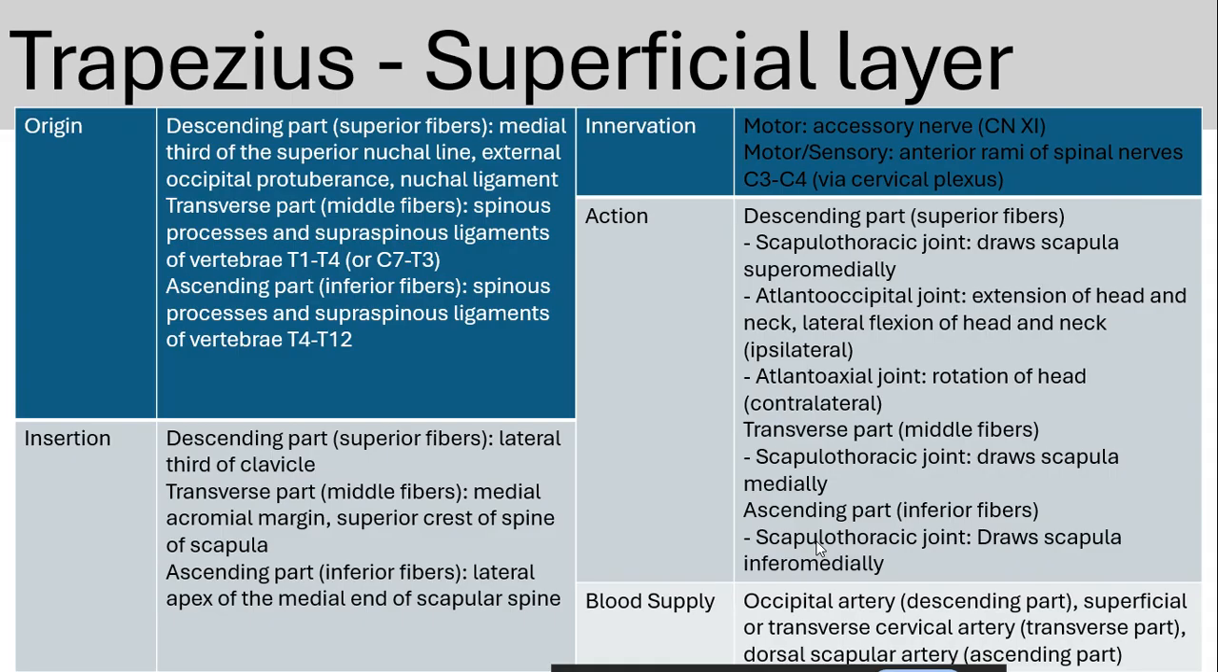Transverse part, middle fibers: scapulothoracic joint, draw scapula medially. Ascending part, inferior fibers: scapulothoracic joint, draw scapula inferomedially. So it's not only inferior, but also bringing inside, right? So when you get scared, that's when you're like, oh my God. Or when you're sad, you'll feel like your scapula is moving inferomedially. Blood supply: occipital artery, superficial transverse cervical artery, and also dorsal scapular artery. So it's not just the occipital artery, it's also the superficial transverse cervical artery, right? And the dorsal scapular artery.